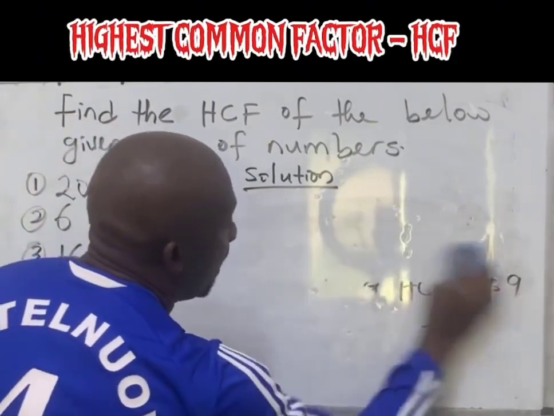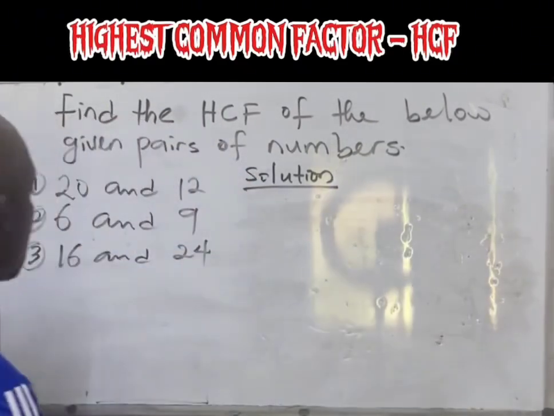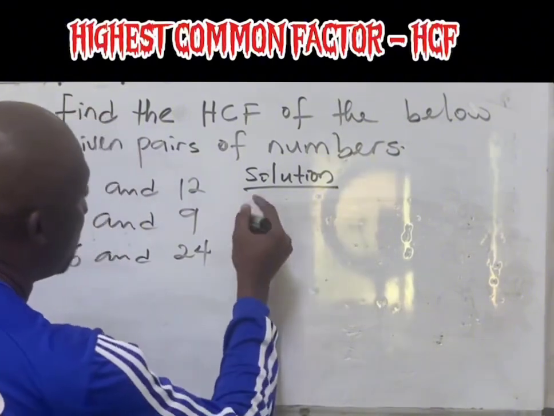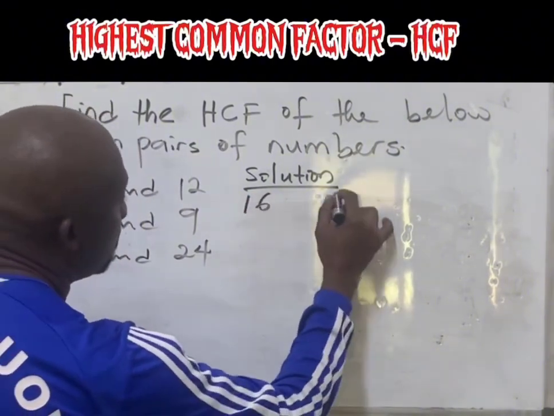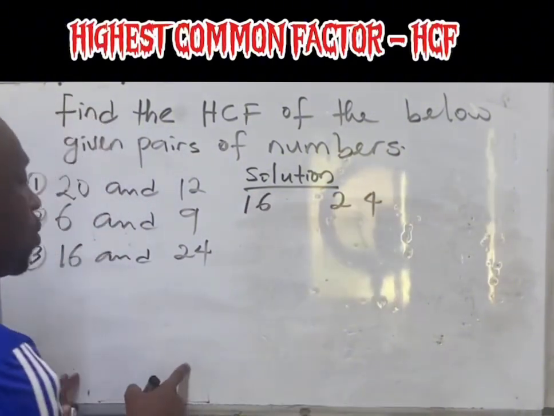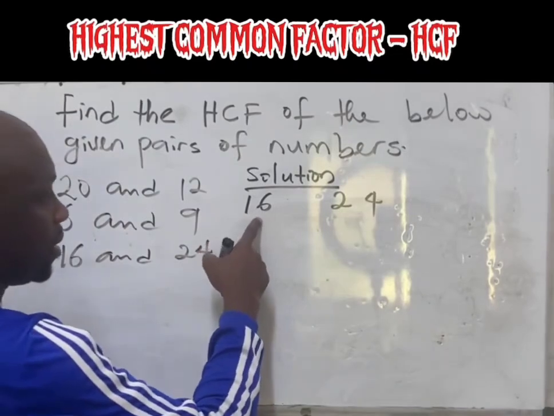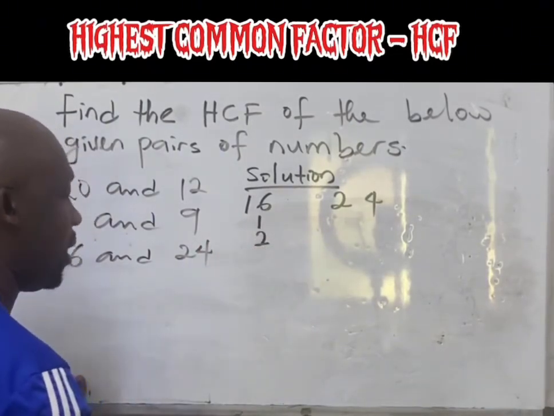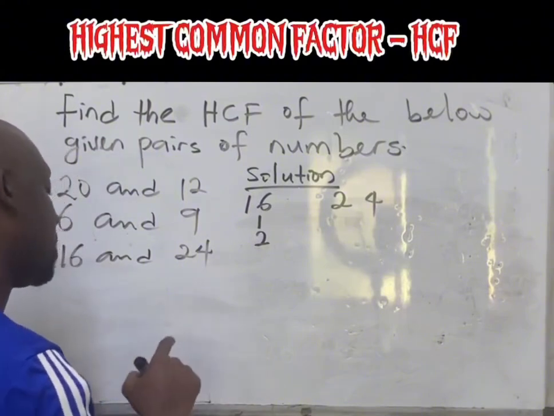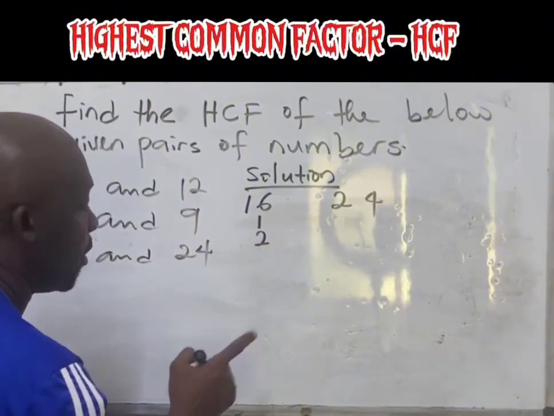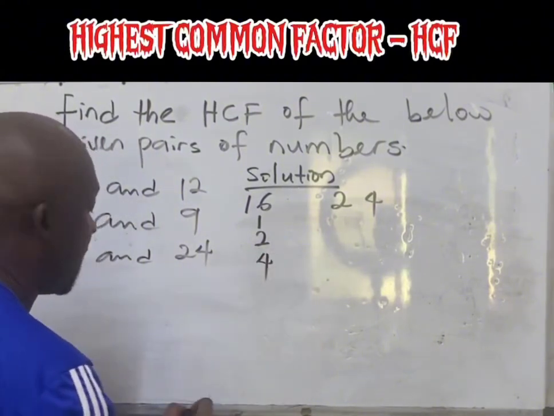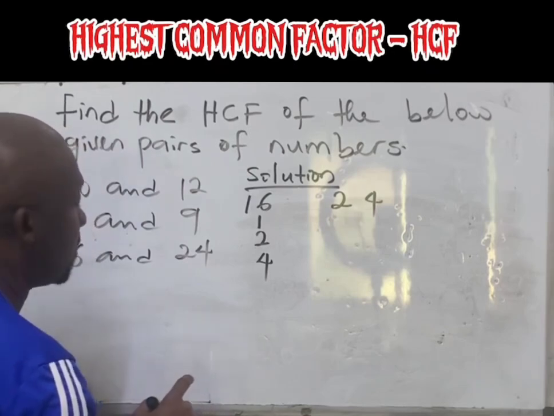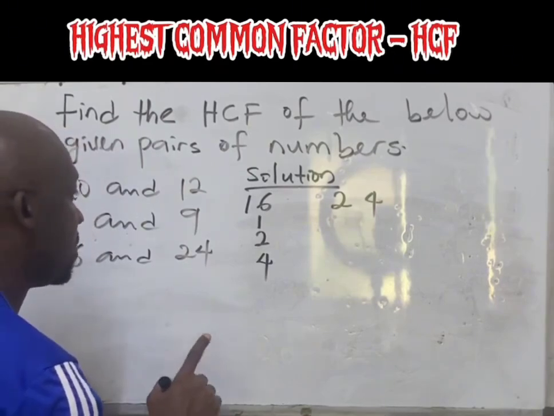Let's do the last one, which is 16 and 24. What number can divide 16 without a remainder? We have 1, we have 2, yes. 3 cannot divide 16. If 3 divides 16, there will be a remainder. 4, yes, 4 can divide 16. 5 cannot. 6 cannot. 7 cannot. 8 can.